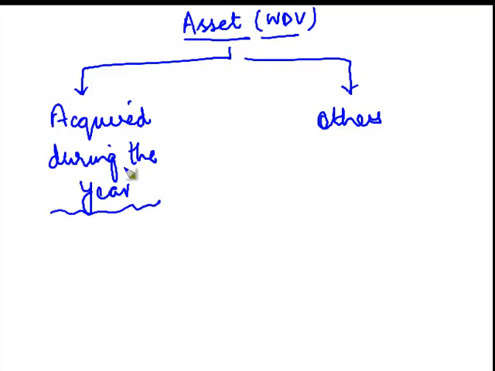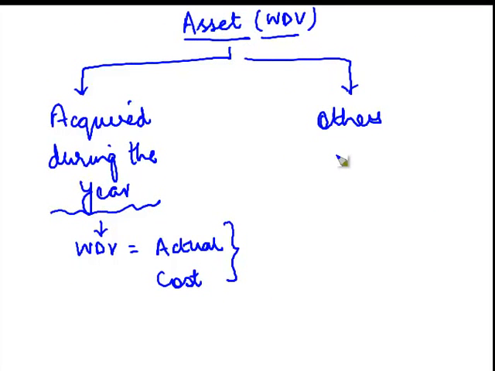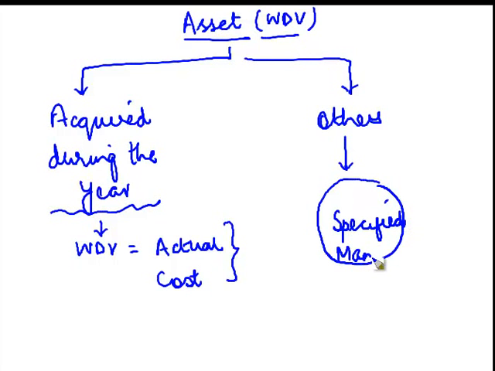Insofar as my assets acquired during the year are concerned, I will charge depreciation on them. For that purpose, the written down value will be equal to the actual cost, right? So if I step back, for the first year when I acquired the plant and machinery, I charged depreciation on the acquisition cost or the actual cost, right? For other assets, the written down value is to be computed in a specified manner. The specified manner I'll show you in the PowerPoint slide. Let's go back there.